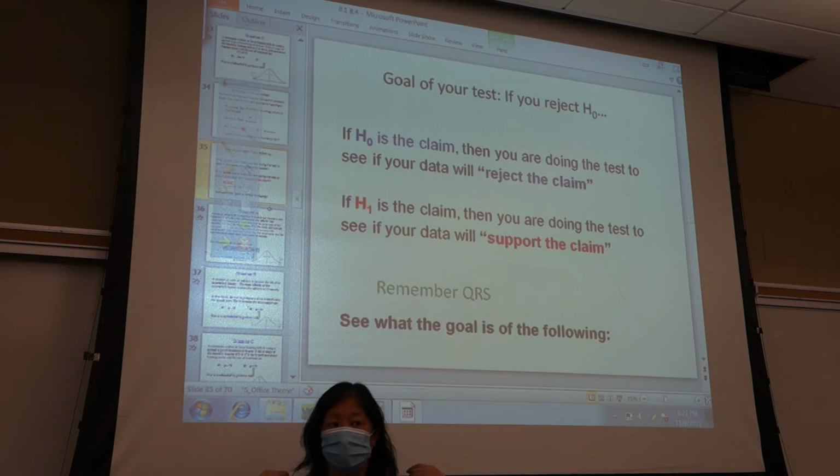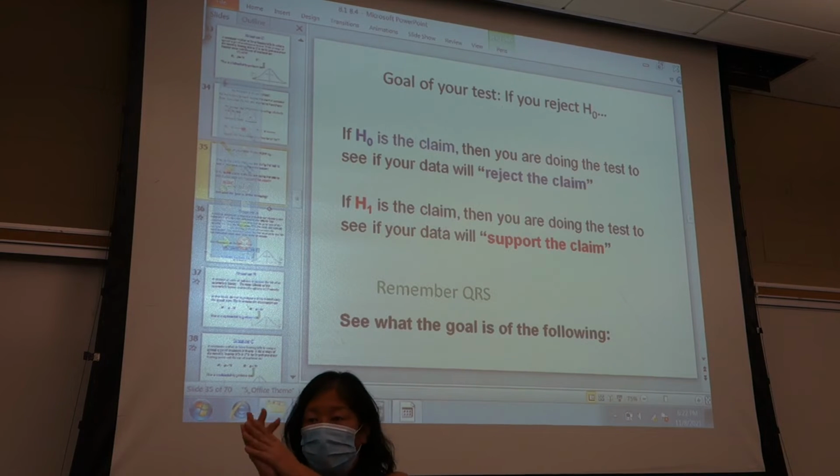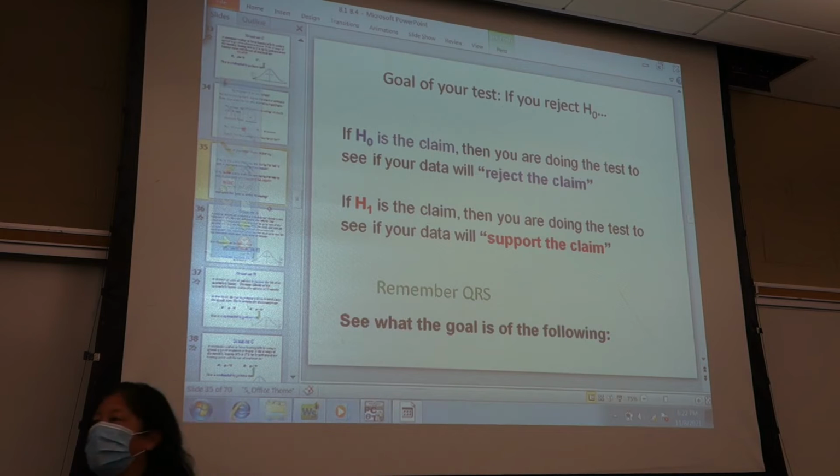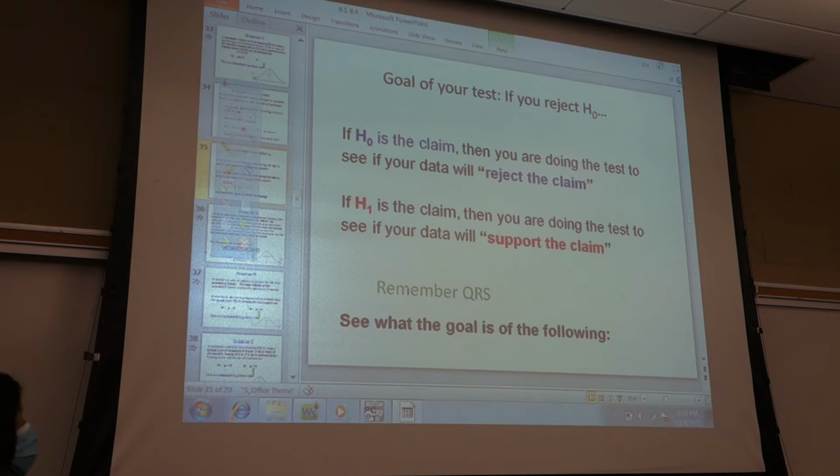It's also rejected. Does that make sense? Yeah. If my claim is H naught, then they're together. If I reject H naught, I reject my claim. Is everybody on board? So if H naught is your claim, then in the summary, you're going to reject or not reject your claim. Either I'm going to reject H naught and reject my claim, or I'm going to fail to reject H naught and fail to reject my claim.